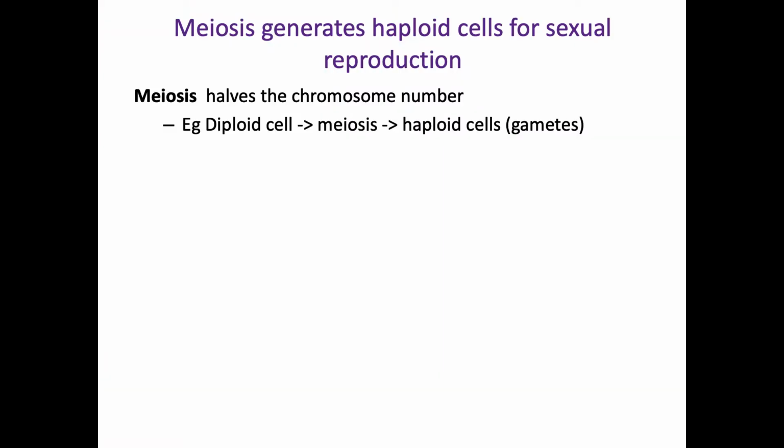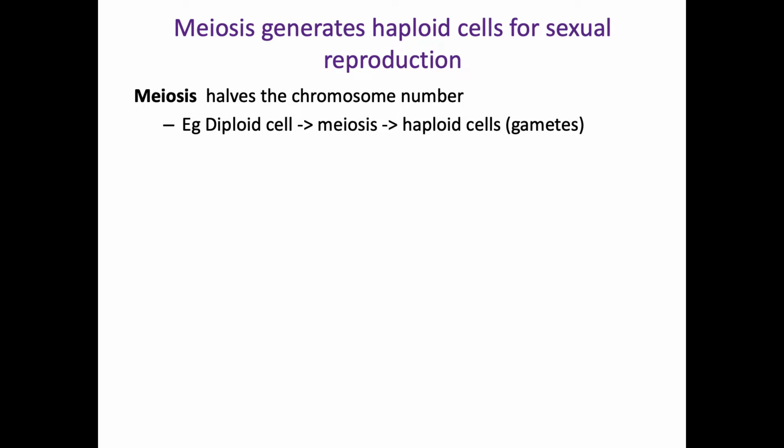The role of meiosis, then, is to generate haploid cells for sexual reproduction. Meiosis halves the chromosome number, but it doesn't just place any random half of the chromosomes into each daughter cell. Normally, the cell that's going to undergo meiosis is a diploid cell, so it has two sets of chromosomes, and it will divide up those chromosomes by separating the homologous pairs in order to give one homologous chromosome from each homologous pair to each daughter cell.